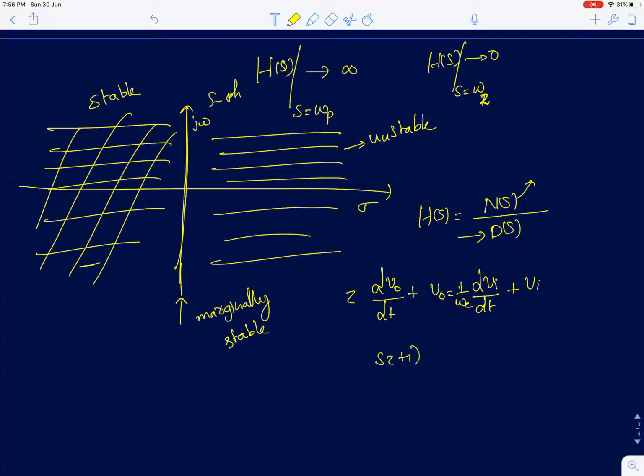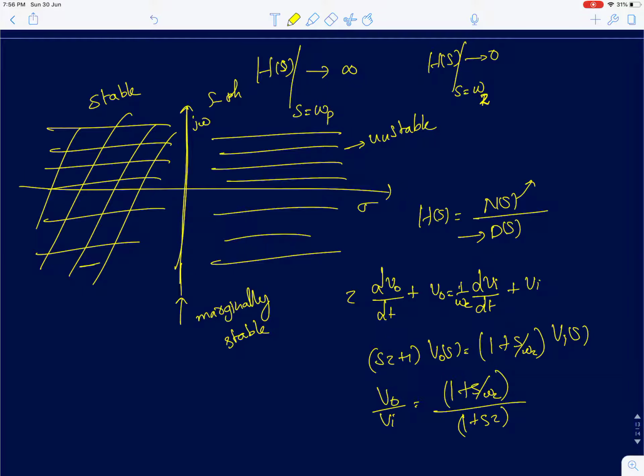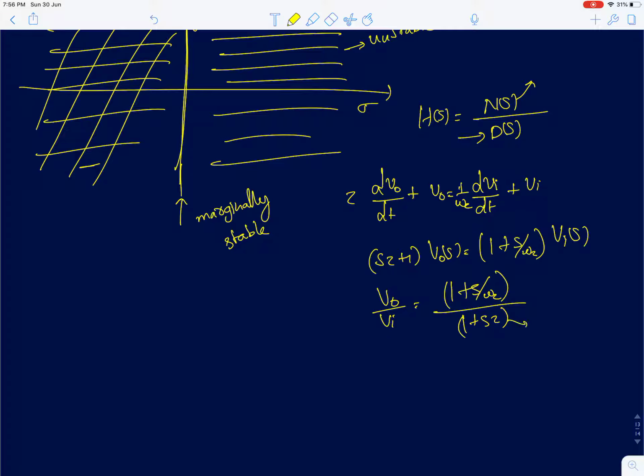I will get (s tau plus 1) into v naught of s equals (1 plus s by omega z) of vi of s. Now the ratio v naught upon vi is (1 plus s by omega z) by (1 plus s tau). Now the poles for the system, if I equate the denominator to 0, I will get s equal to minus 1 by tau. That's your pole. When s equals minus 1 by tau, this function actually blows up to infinity, and when s equals minus omega z, your function goes to 0. It eventually vanishes to 0.